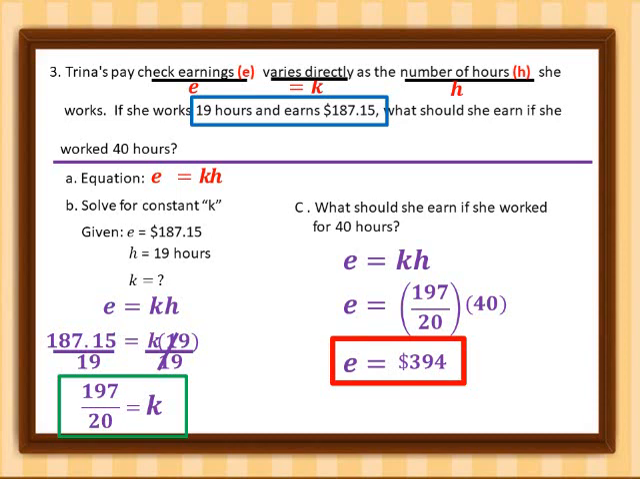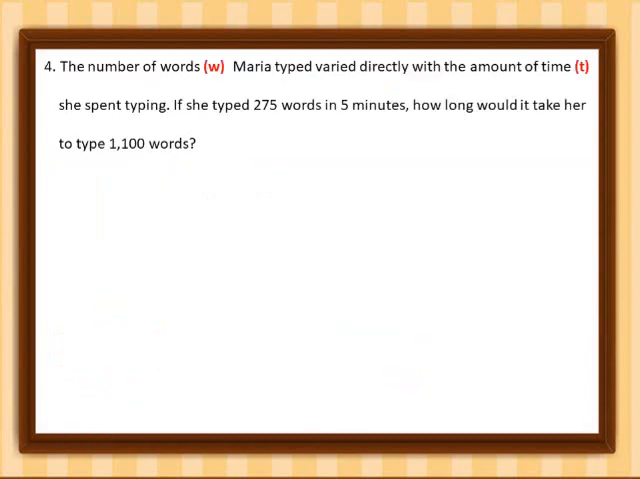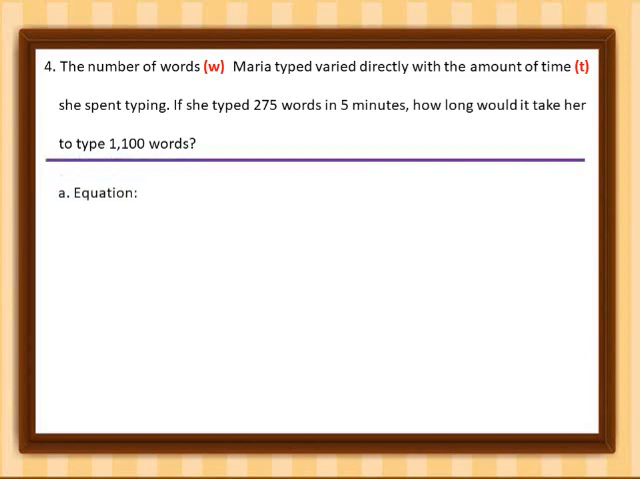Okay, problem number 4. The number of words Maria typed varies directly with the amount of time she spent typing. If she typed 275 words in 5 minutes, how long would it take her to type 1,100 words? So again, we are going to first make the equation of variation. So we have the number of words varies directly to the time. So W is equal to K times T.